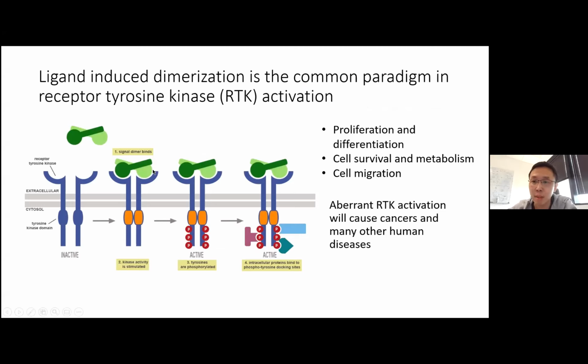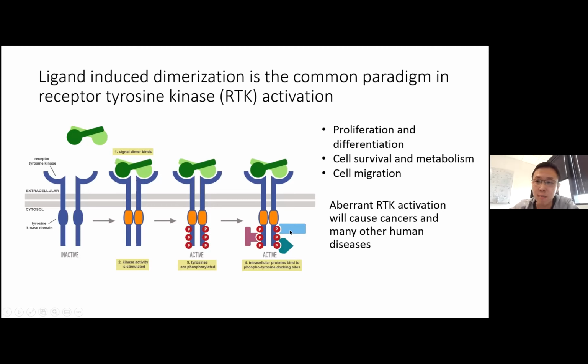This is a very simplified model of how the receptor is activated. For most RTKs, the ligand is a dimer. The ligand forms a stable dimer, and the dimeric ligand can recruit two receptors and induce receptor dimerization. In the dimerized receptor, the two intracellular kinase domains can meet each other and undergo so-called autophosphorylation.